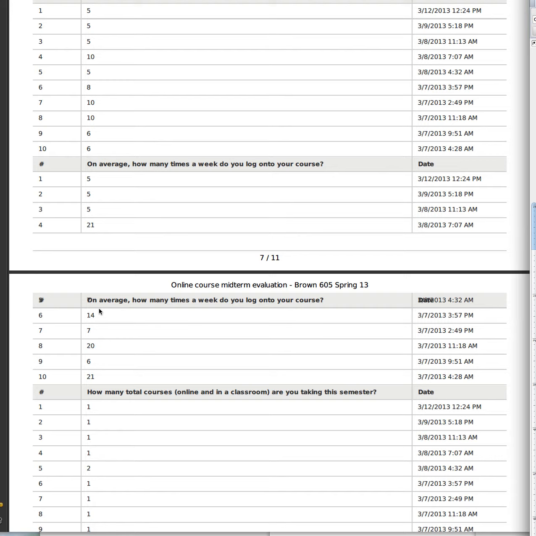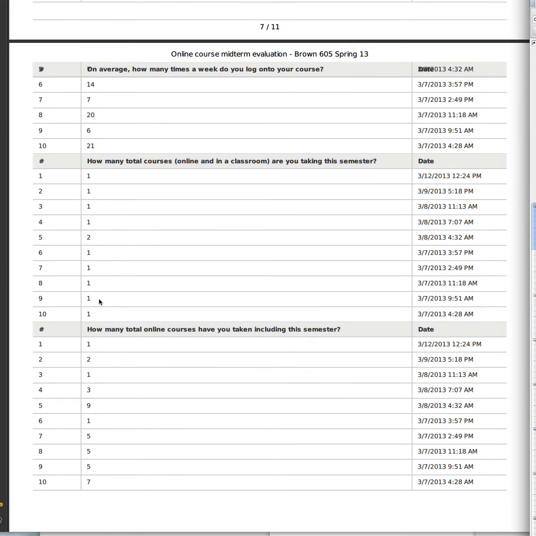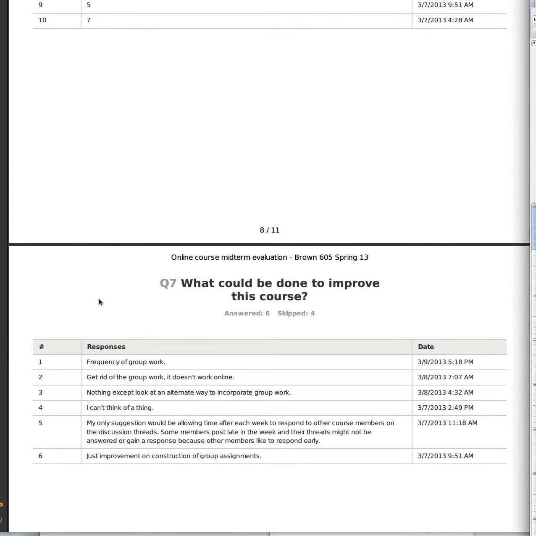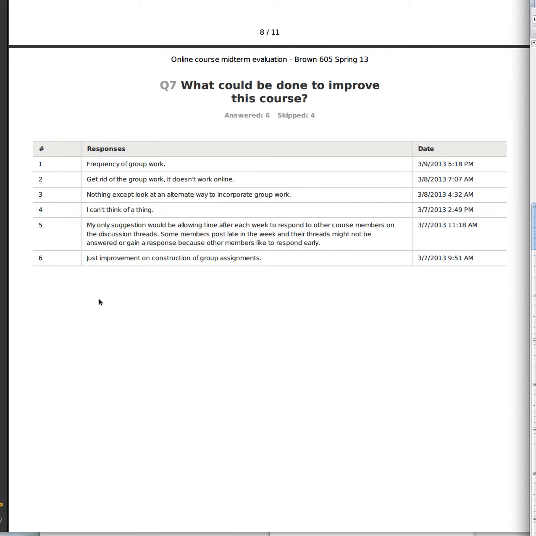And then you can see individual responses here and throughout. Again, this PDF document will be posted. And then the final question, what could be done to improve this course?